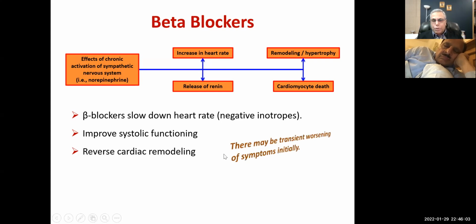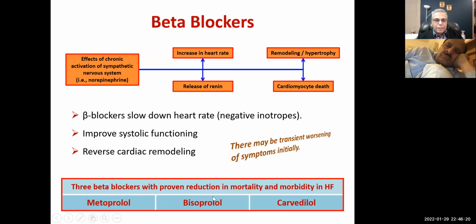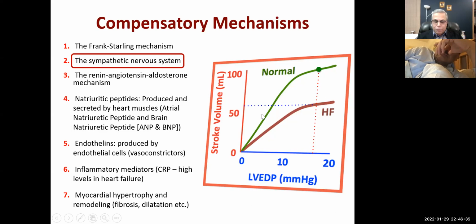And because they are negative inotropes, there may be transient worsening of symptoms initially. But obviously you are not using beta blockers in acute decompensated heart failure. You are using them for chronic stable heart failure, all right? And the three that have proven reduction in mortality and morbidity are metoprolol, bisoprolol, and carvedilol. But I read somewhere that now penbutalol is also included in this category, all right? So that was to address the sympathetic nervous system.